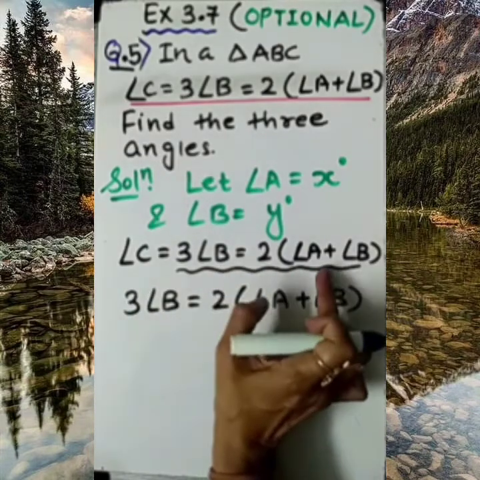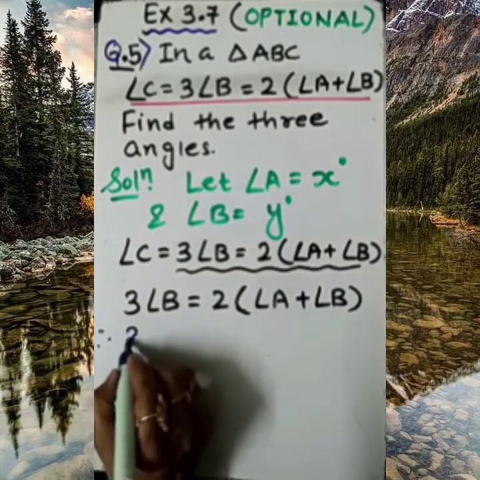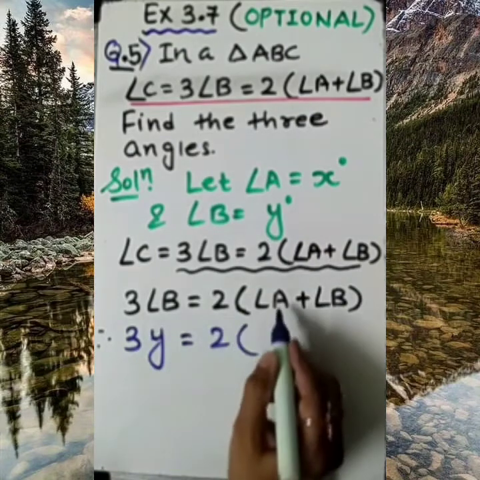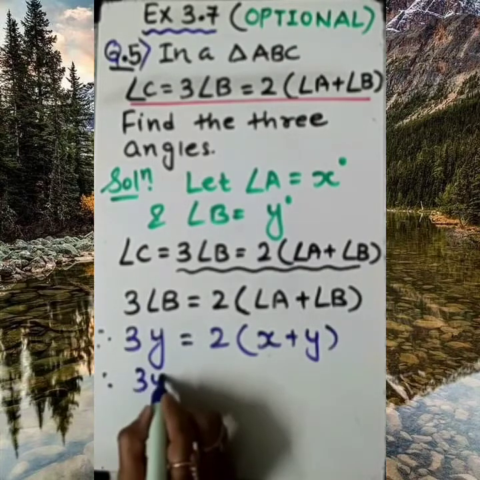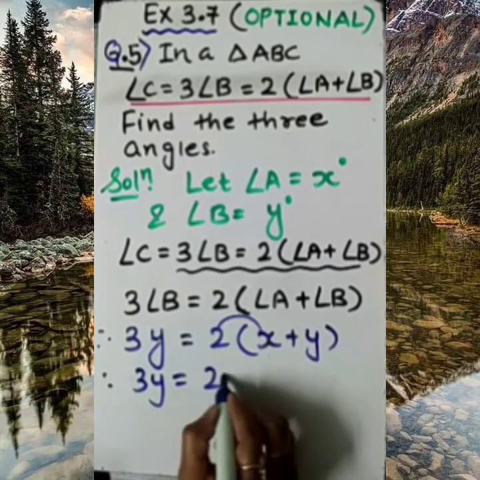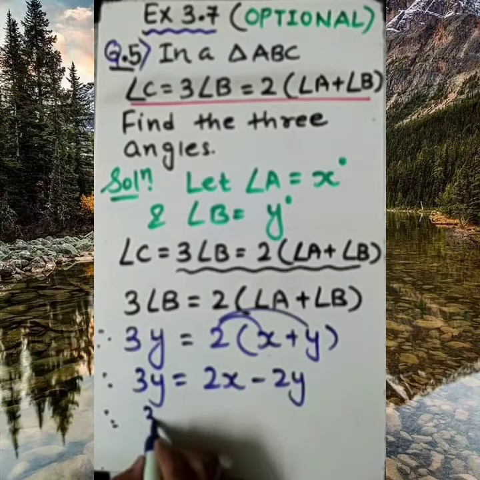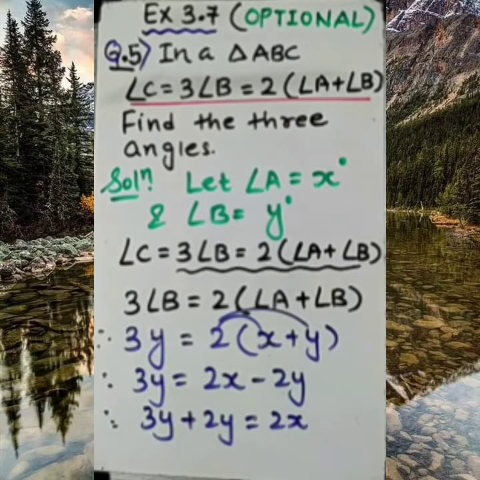So we can say this is equal to this also, and this will be equal to this also. As we know, the value of angle A is x and angle B is y. So let's simplify. 3y equals 2x minus 2y. Therefore, I am bringing this 2y to this side, so it will become plus 2y. So what will be the simplification? If I simplify this, then 3y plus 2y is 5y.